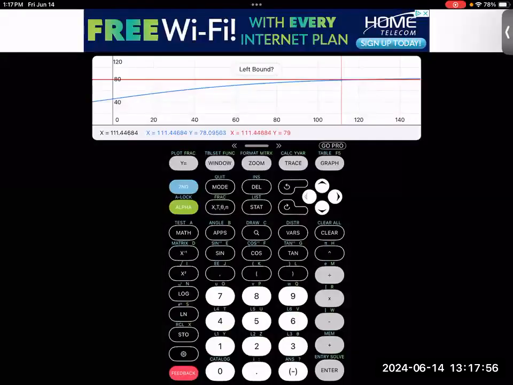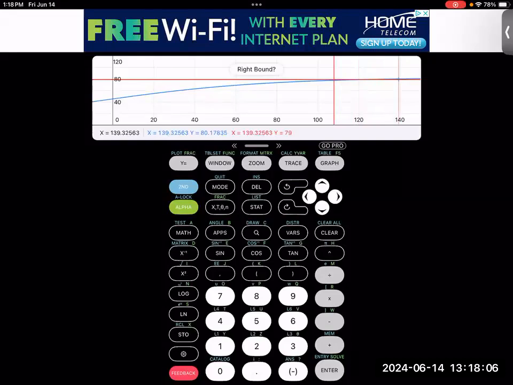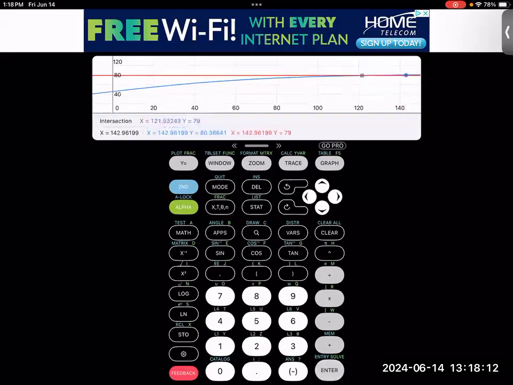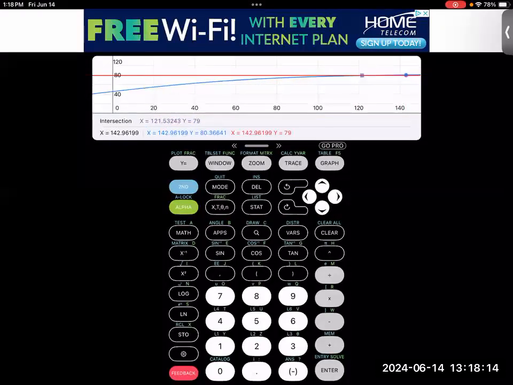So to intersect, we're going to find the left bound of where we believe the two lines meet. So to the left of that, and then again to the right of where we believe that intersection is. We can certainly tell that at this point to the right-hand side, the lines are coming apart. And then give it a guess. And it says that when y is 79, the intersection is at 121.5.